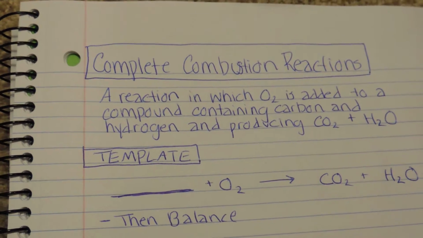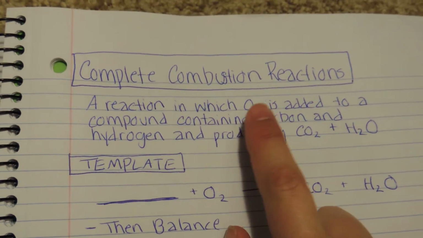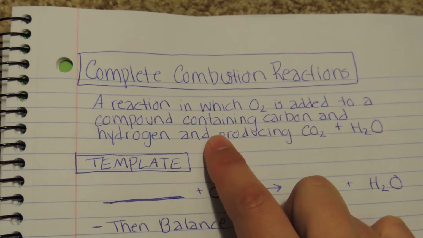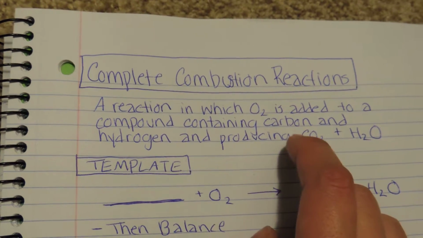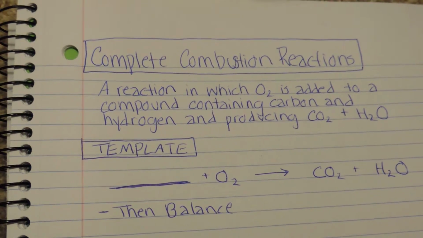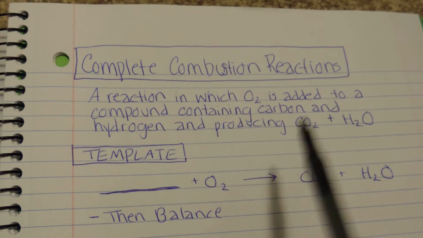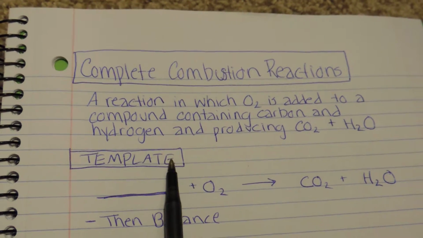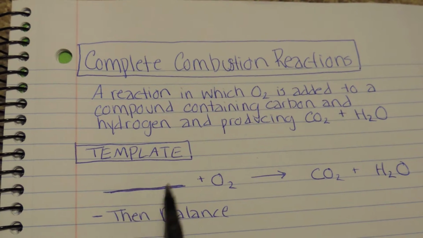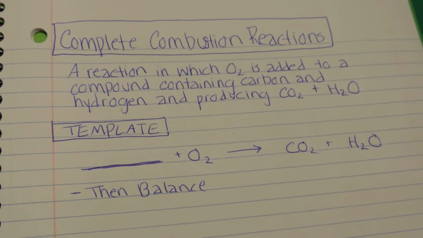So a complete combustion reaction is a reaction in which oxygen is added to a compound, and that compound contains carbon and hydrogen, and then it always produces CO2 and H2O. So this is basically something burned in oxygen makes CO2 and H2O. This is pretty easy because it follows the exact same template every time. You just have to fill in whatever compound they give you in the question.